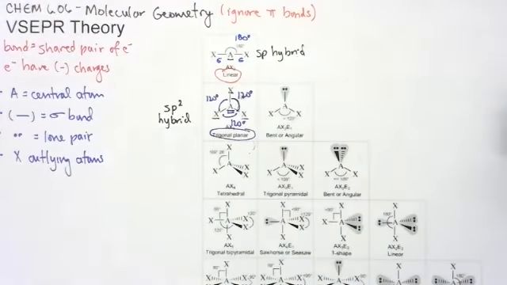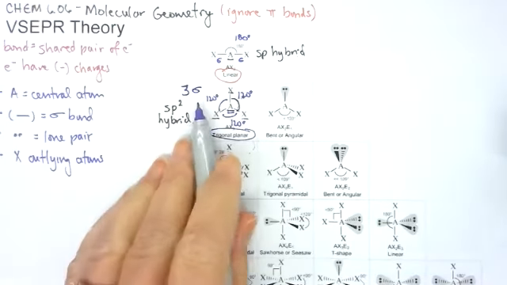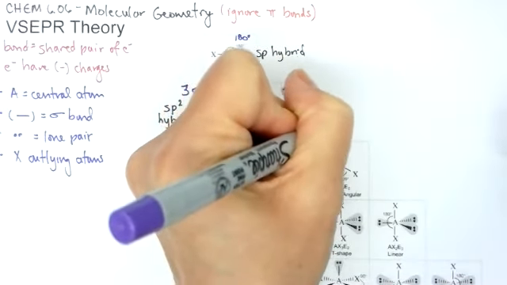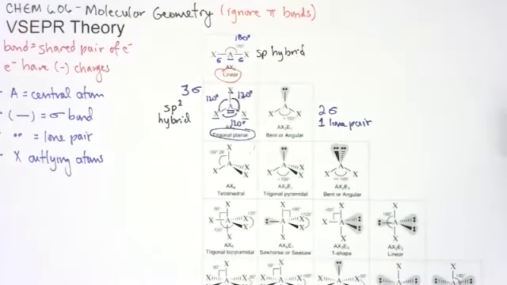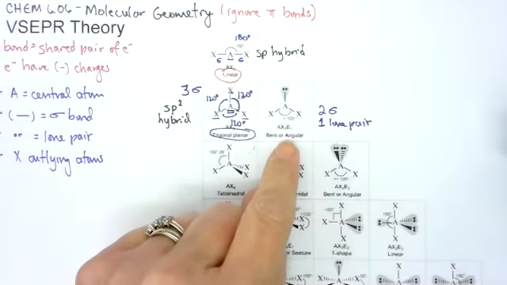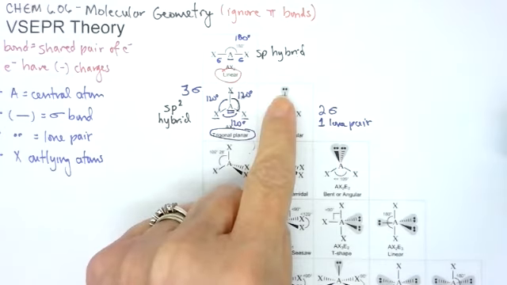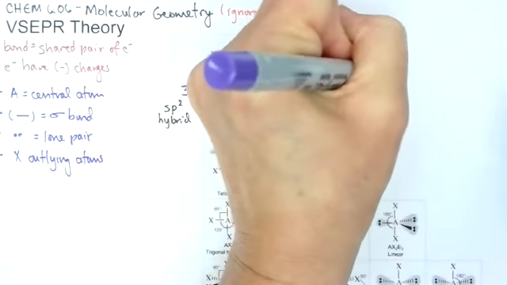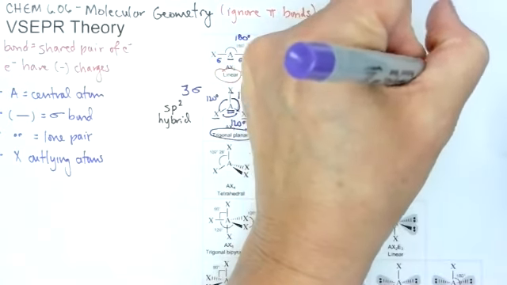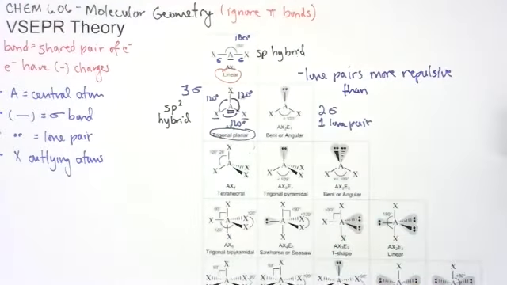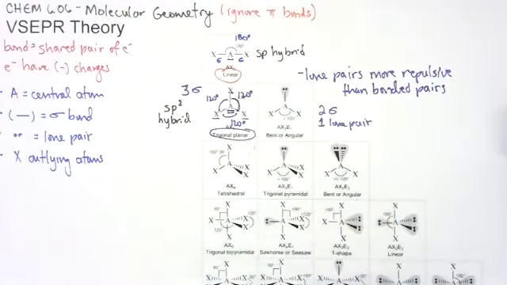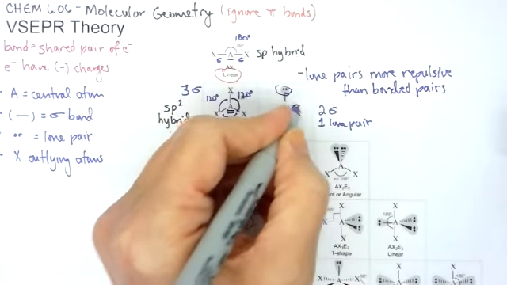Well, what if instead, here I have 3 sigma bonds, so this was 3 sigmas. Remember, that's the symbol for sigma. Over here, I have 2 sigma bonds and 1 lone pair. Well, it turns out that lone pairs are more repulsive than bonded pairs. Lone pairs are more repulsive than bonded pairs. So here's my lone pair, and here's a sigma bond, and here's a sigma bond.